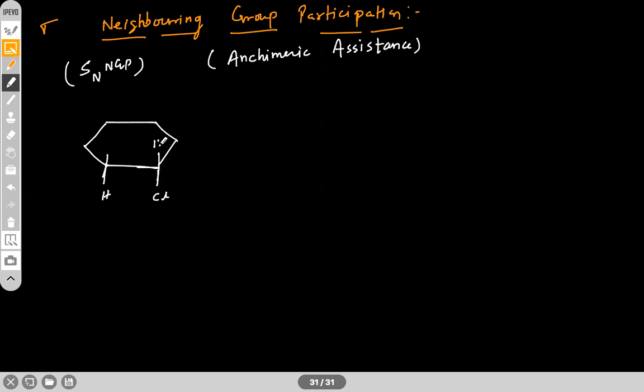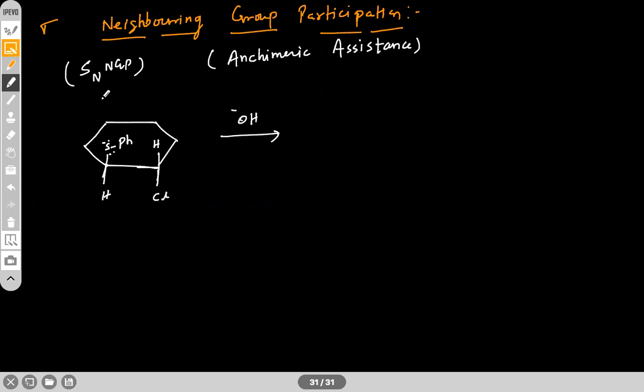HCl, H, sulfur, and phenyl here, PhS. Sulfur has a lone pair on it. Okay. Now, in this, what happens? Suppose we have a nucleophile OH minus here.